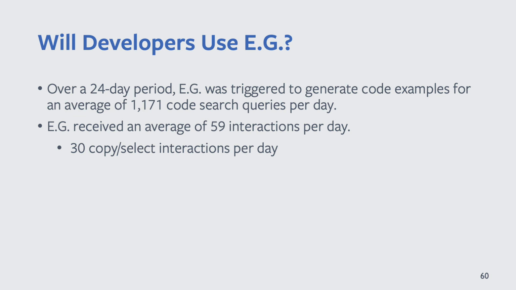Over a 24-day period, developers queried API methods that triggered EG examples a little over 1,100 times per day. EG received an average of 59 interactions per day, with 30 of these being copy or select interactions. While this appears to be a low ratio of interactions to total examples generated, there are several factors to keep in mind. First, developers do not always query method names because they want to see code examples. For instance, a developer may instead be looking for a specific file or class. We have no way to determine what a developer's intentions are when they query a method name. Additionally, because a central feature of EG examples is succinctness, developers may be learning or mentally copying from an example without physically interacting with it.